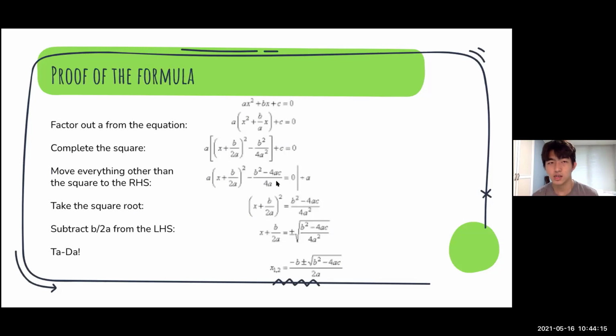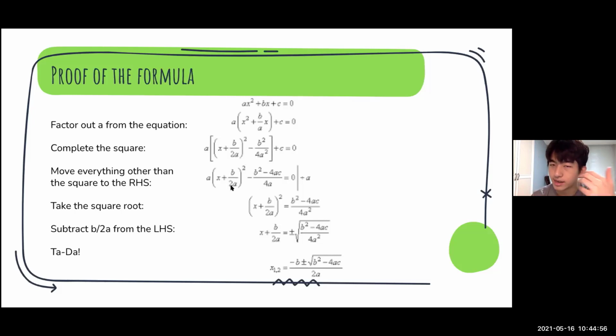I quickly made a proof of this formula, showing how x equals the equation at the bottom. First, I factored out a from the equation and then made a square by having x plus b over 2a, squared. Since I was trying to create a perfect square, I have to subtract b squared over 4a squared. Then I added b squared minus 4ac over 4a on both sides.